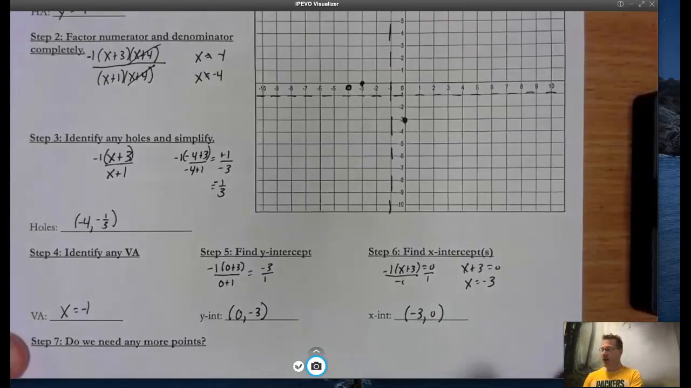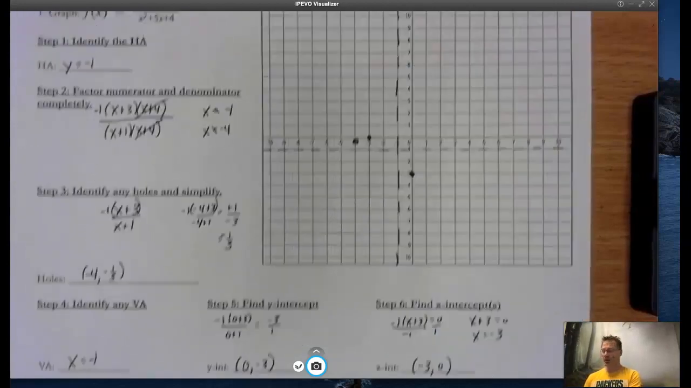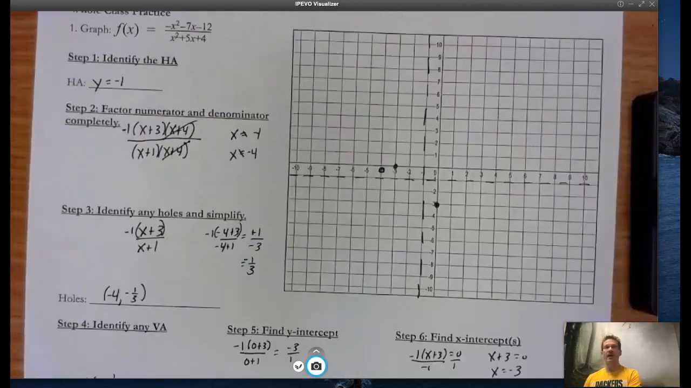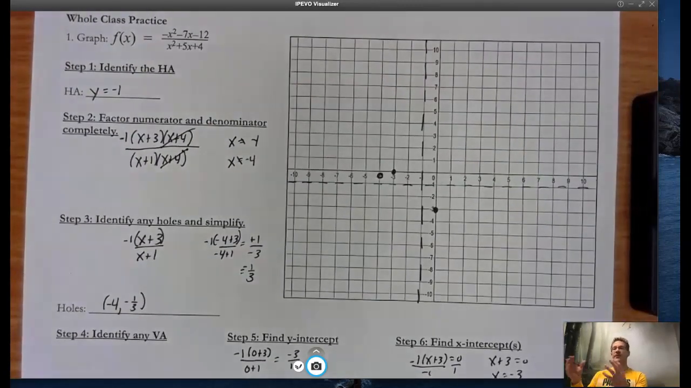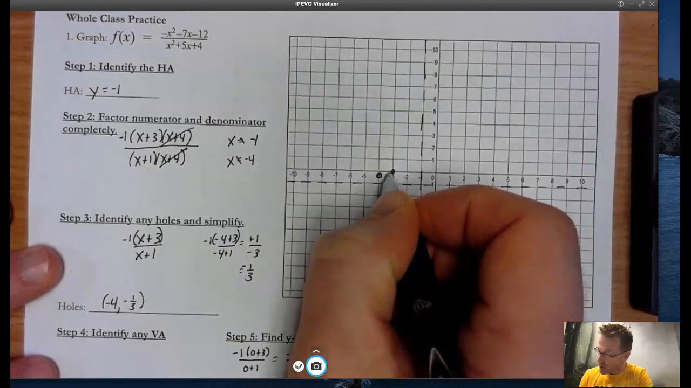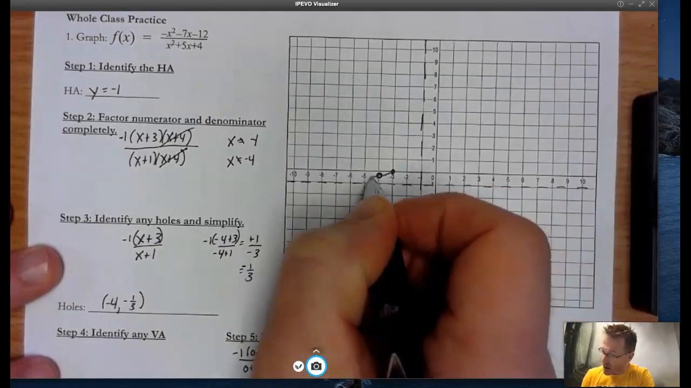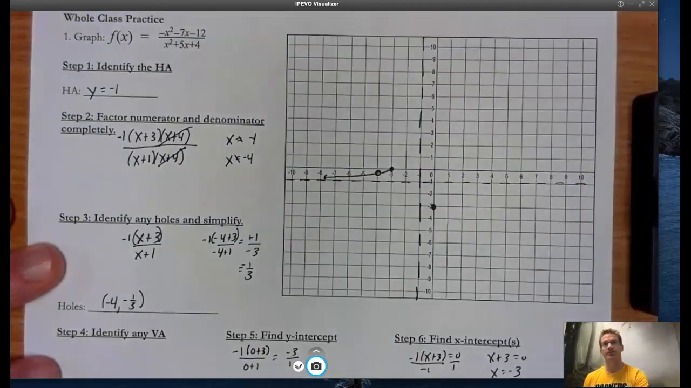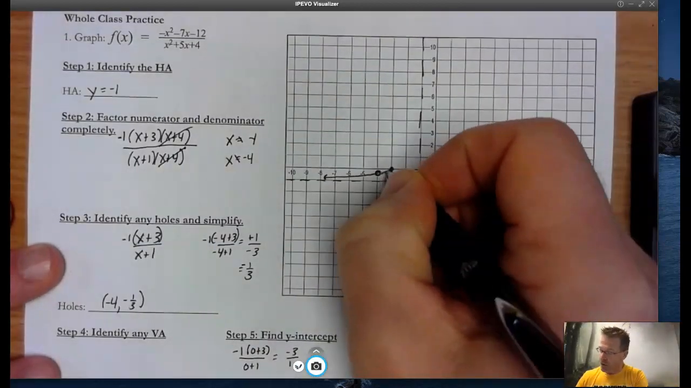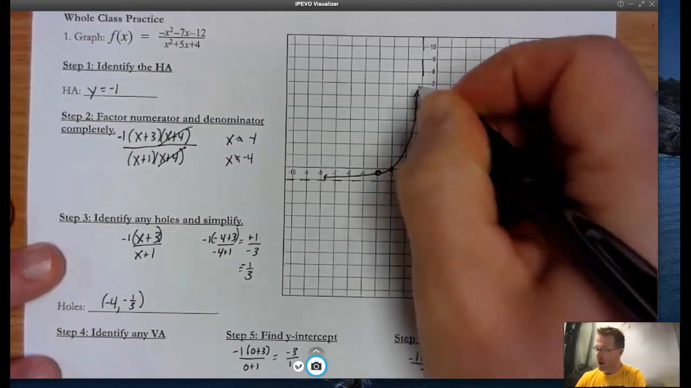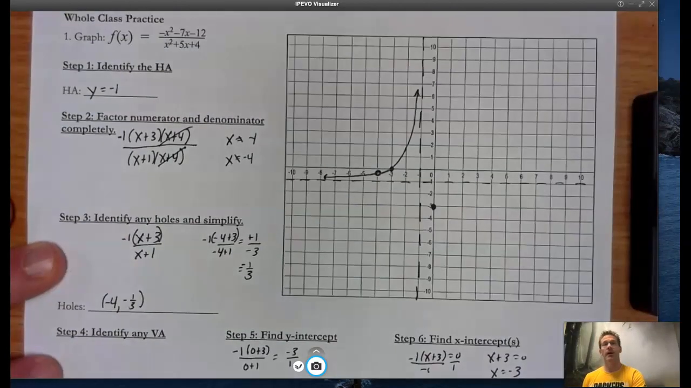Now when I look at my curve, question 7, do we need more points? I feel like with what we have here, we don't really need more points. I feel that we can graph this, because here's what we know. We know it's going to hit the x-intercept. We know it's going to hit that hole, and we know it has to come out and get really close to the horizontal asymptote in that direction. We know it's going to go up and through, and then it's going to come up this vertical asymptote here.